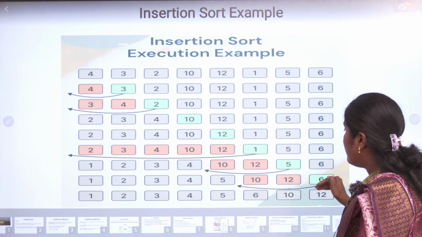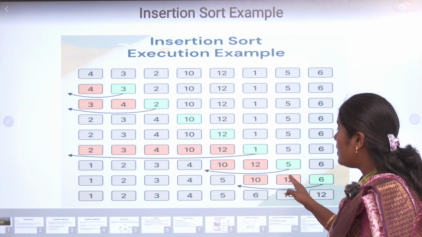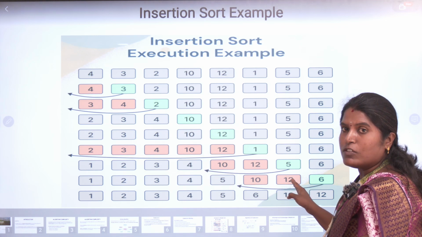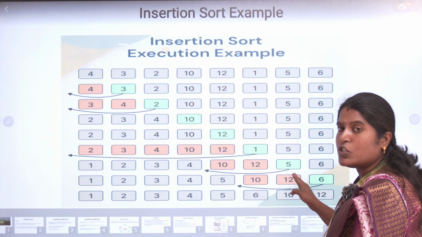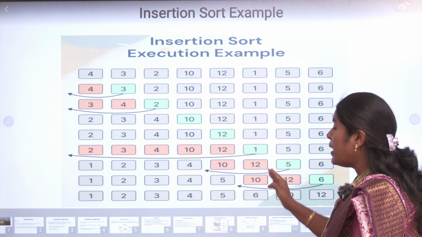So again what I have to do? I have to compare 6 with the previous element, which is 12. I find that 12 is greater than 6. So what I have to do? I have to swap. So 6 will be moved to the previous position and 12 will be moved to the last position. Again see here, 6 I have to compare with 10.